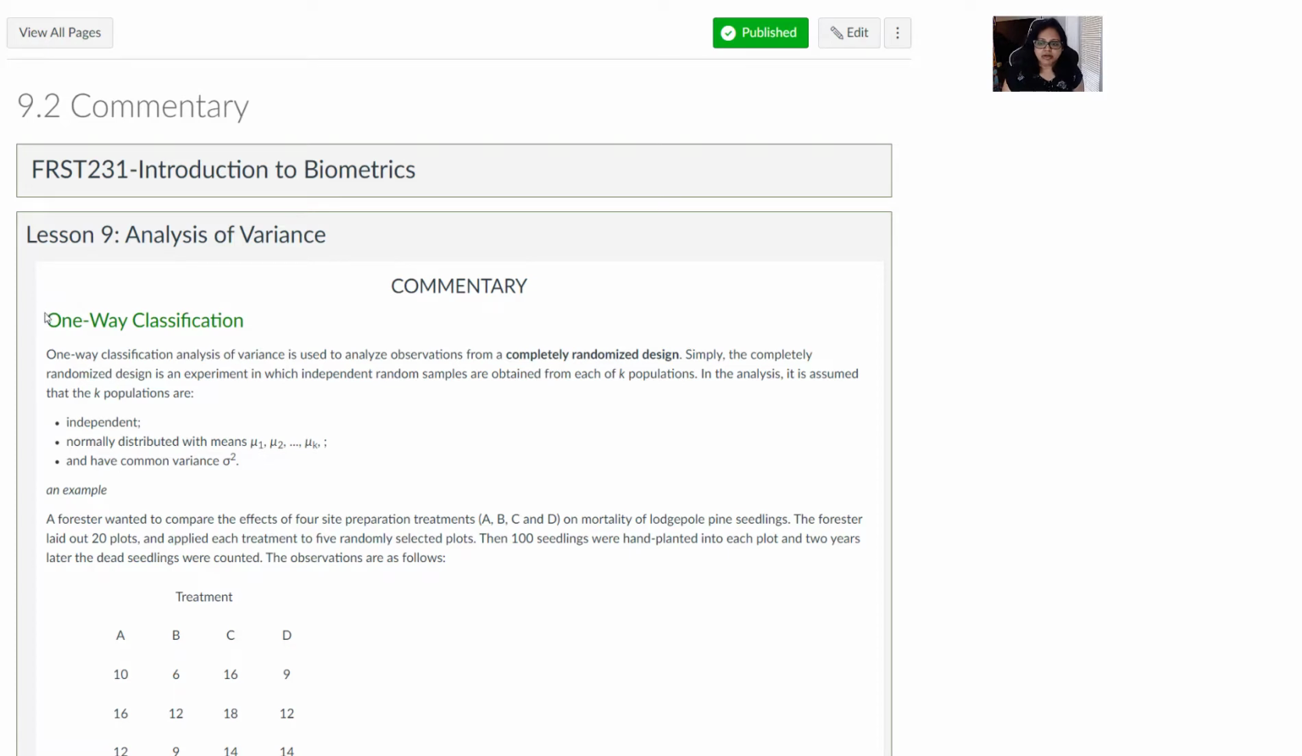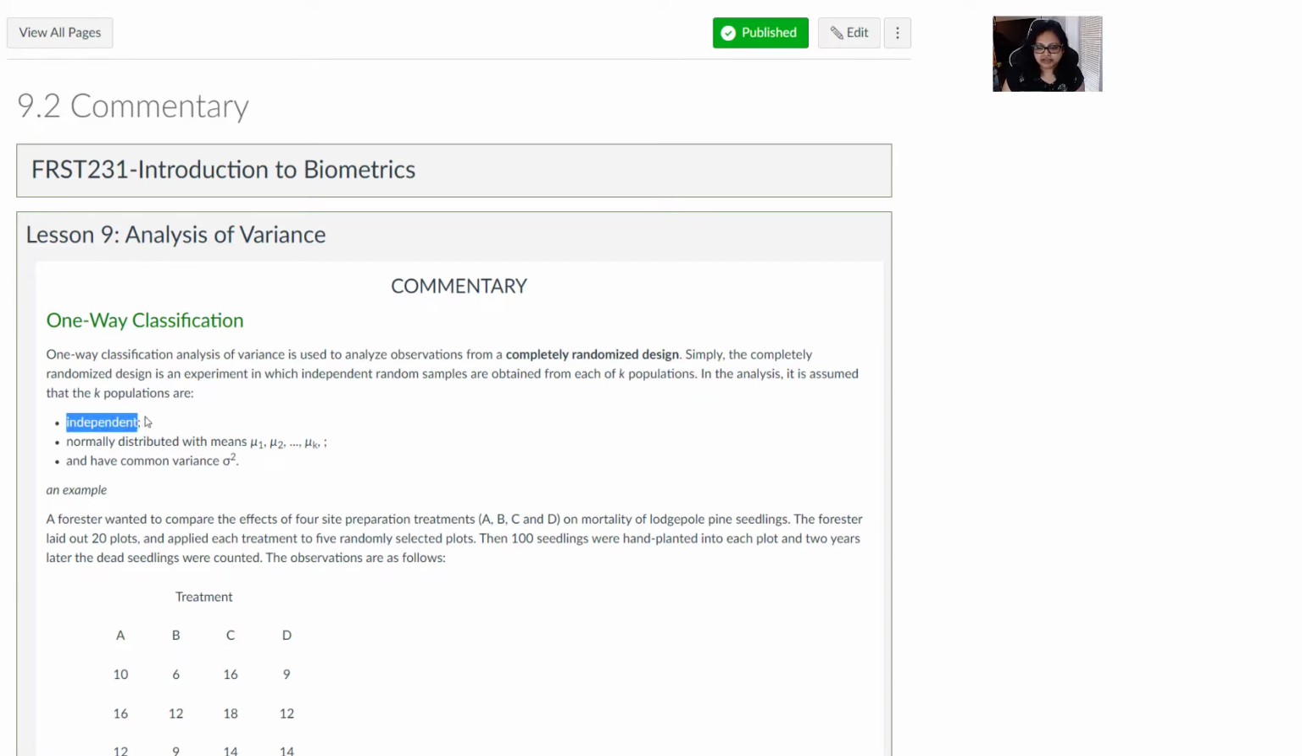Let's talk about one-way classification. So in the one-way classification, we have multiple populations, more than two, and from each of those populations, we are randomly selecting the observations. And you can see that we are at first talking about completely randomized design. Let's say we have K populations, 1, 2, 3 up to K populations.